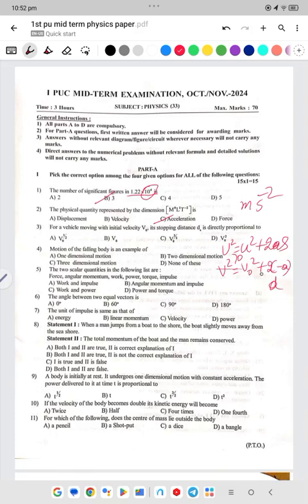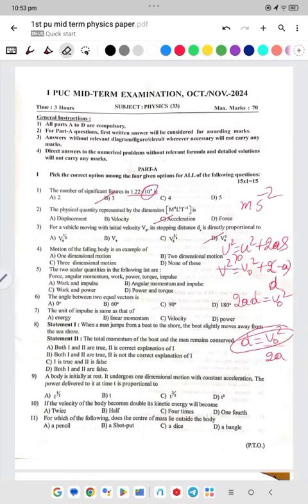The remaining negative term should be sent to this side, and it will become positive. Therefore, 2ad is equal to v naught square. What I need is the stopping distance. Therefore, d is equal to v naught square by 2a. So d is directly proportional to v naught square. So the option is D.